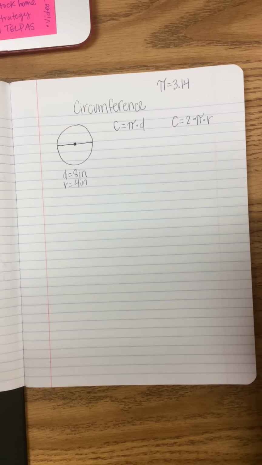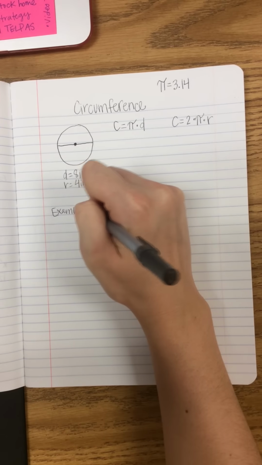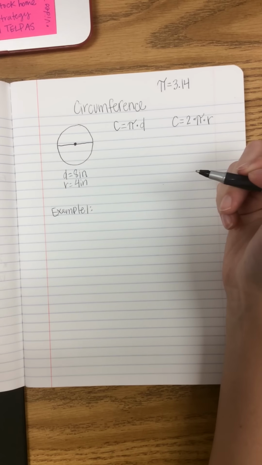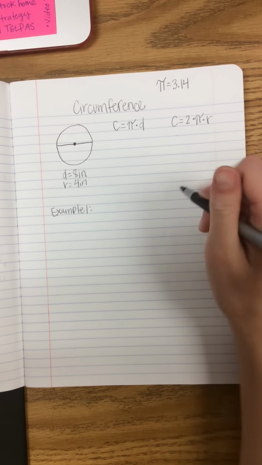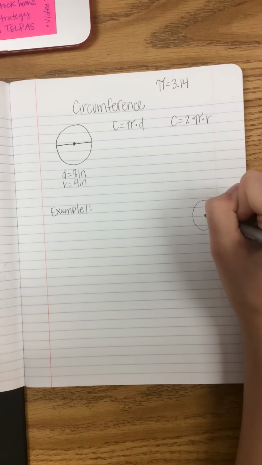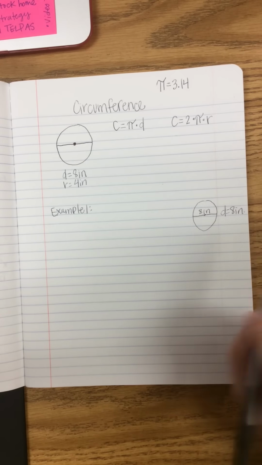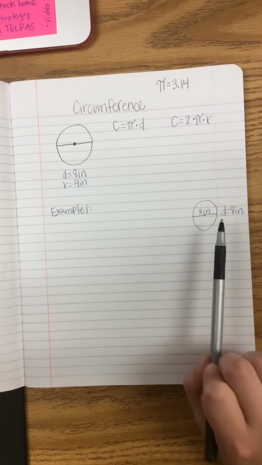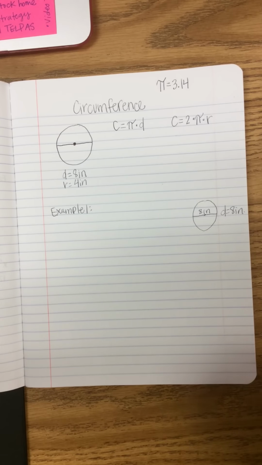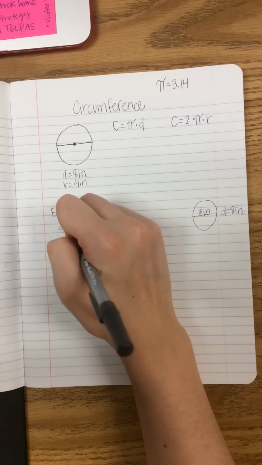So let's use these formulas in an example. So here's our first example. Example 1. All right, so we want to find the circumference of, let's use this circle up here. So we'll draw it one more time. And we know the diameter is 8 inches. Diameter equals 8 inches. So that's the circle we're going to use in our example. Okay, so step 1, identify the diameter. We know it's 8 inches. So diameter is 8 inches.